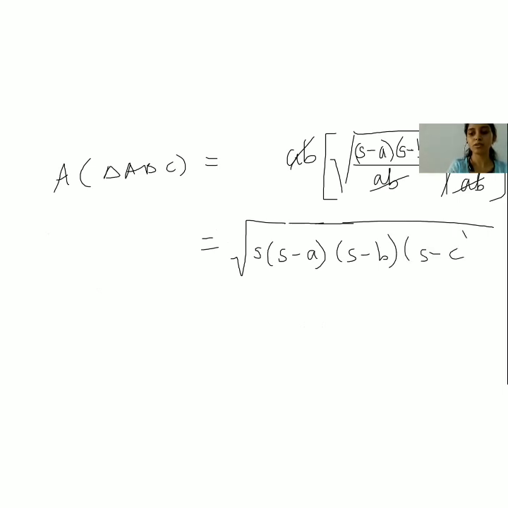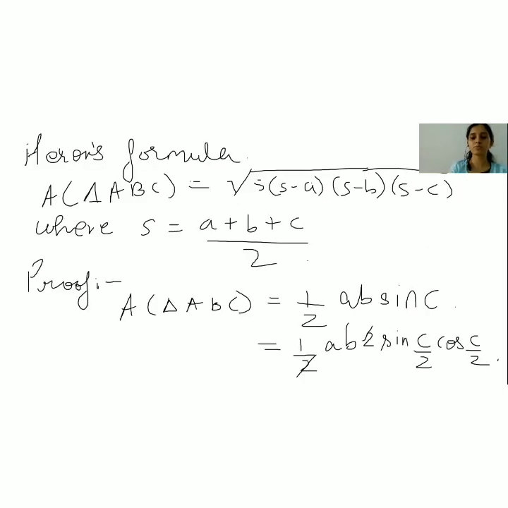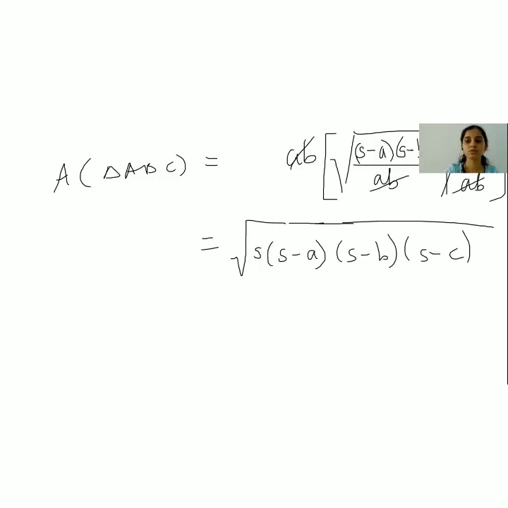So what are the formulas we use to prove Heron's formula? First one, half AB sine C. We have used the sine rule over here. Then in the next step, we've used the half angle of sine C, that is 2 sine C by 2 cos C by 2. And then the half angle formulas in terms of A and B. So this is how you prove Heron's formula.